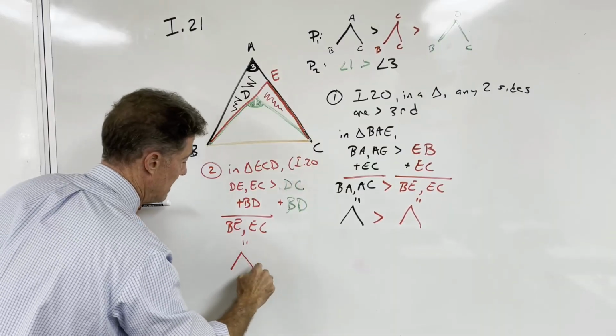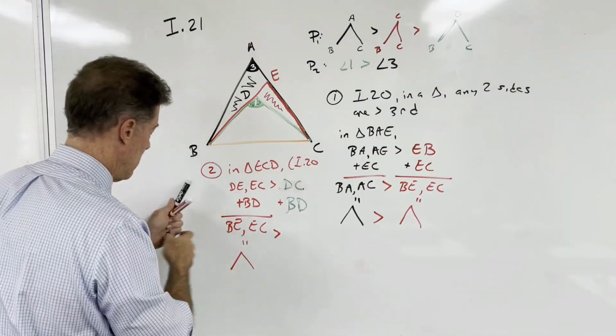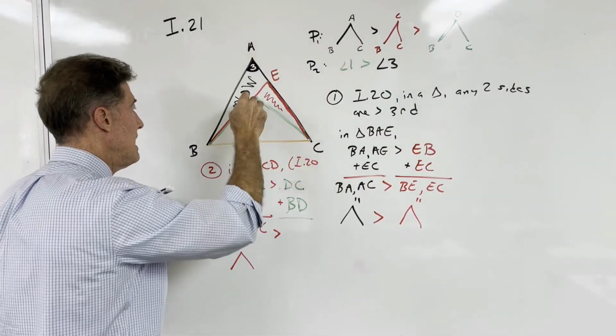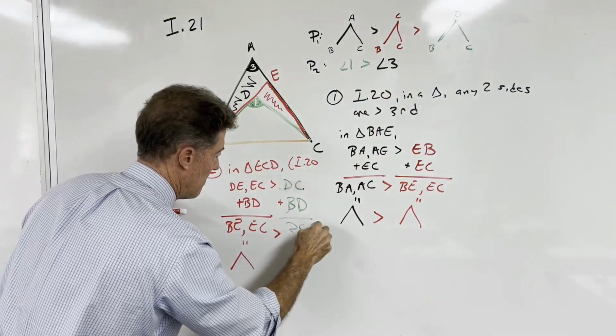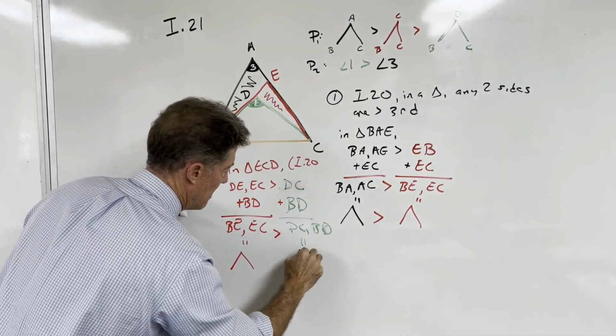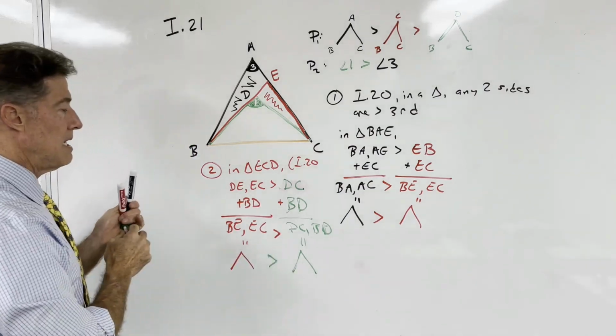This is our red TP. And that's going to be greater than the combination of DC and DB, which is simply our green legs, our green TP. And therefore the red TP is bigger than the green TP.